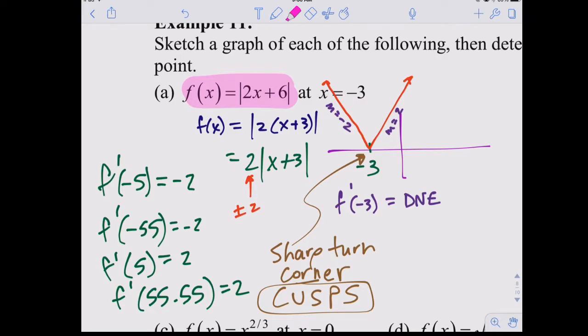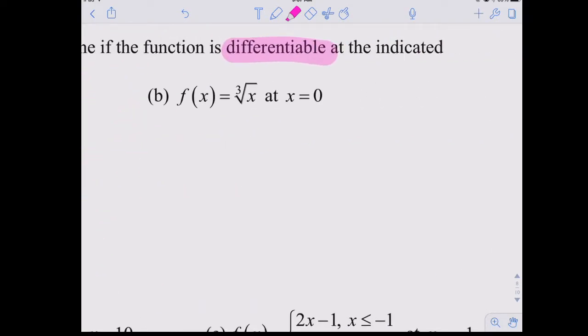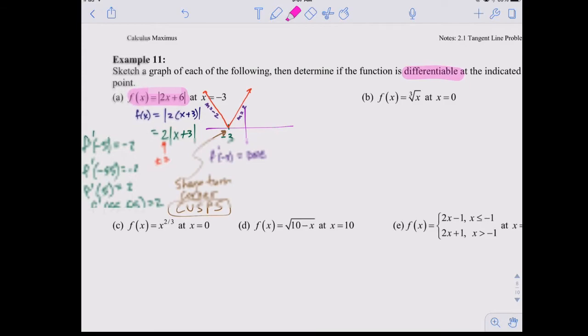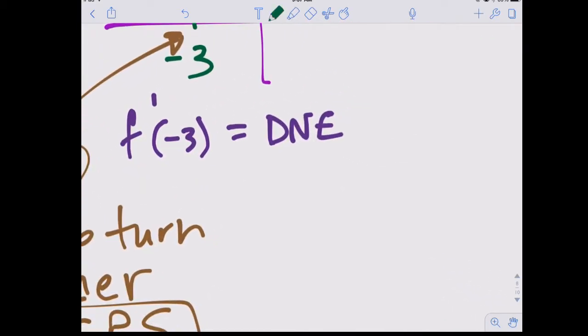All right, questions about A? Sharp turn, cusps, not smoothly connected there. Differentiable everywhere except at 0. Did we actually answer the question? We didn't quite answer it. Let's go ahead and make sure we answer the question.